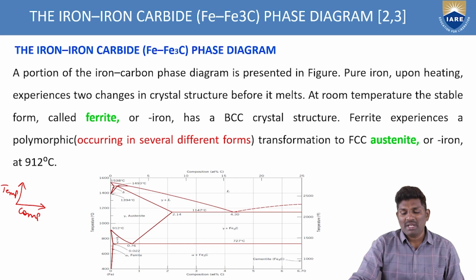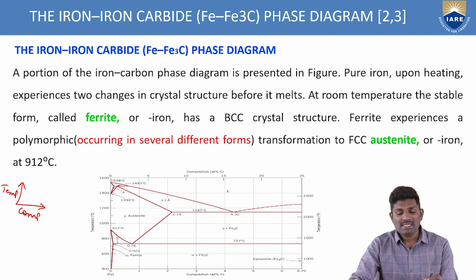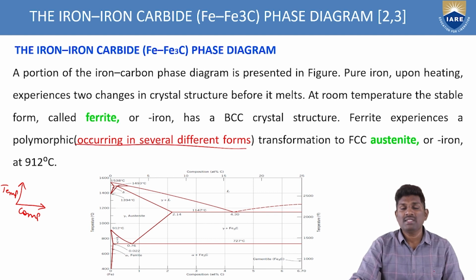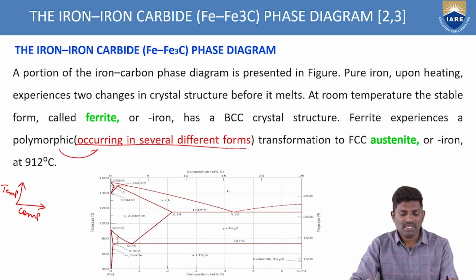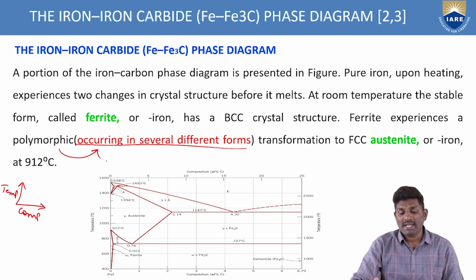So at room temperature, the stable form, which is called ferrite, has a BCC structure. Now this ferrite experiences a polymorphic transformation. What does polymorphic mean? It occurs in several different forms, and transforms to FCC austenite.